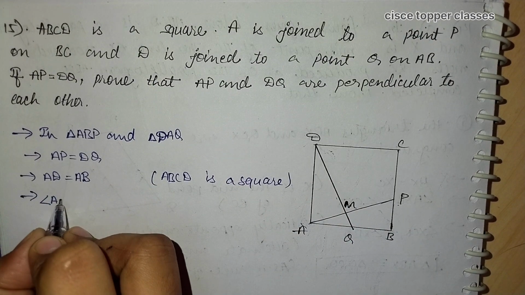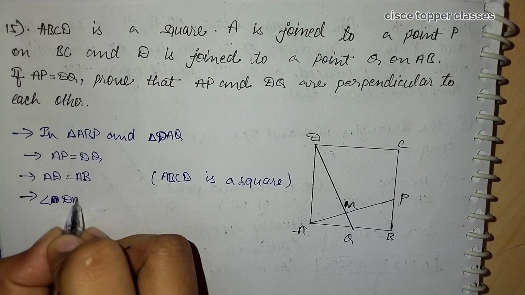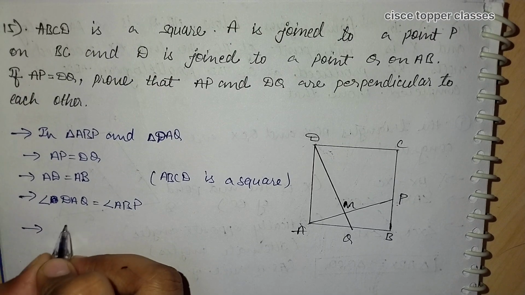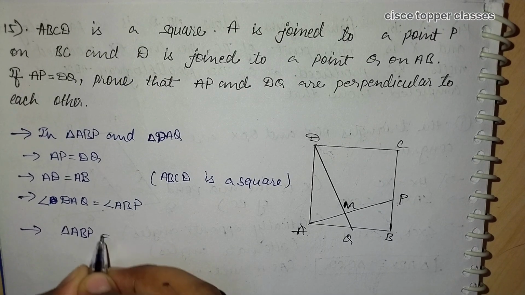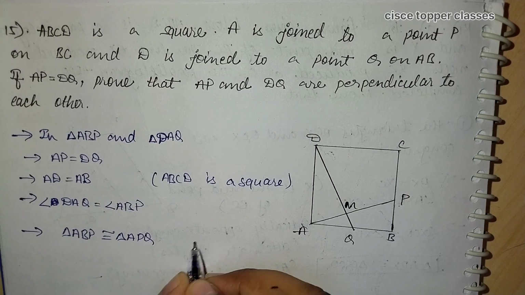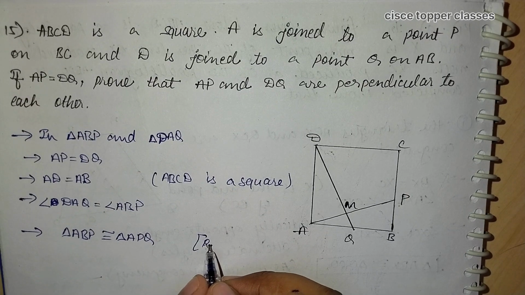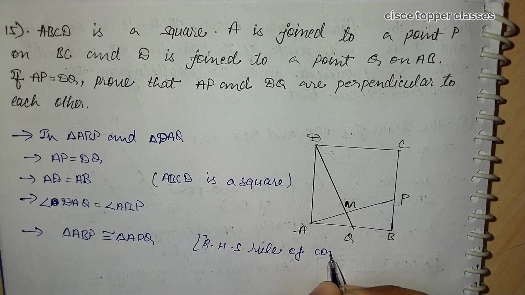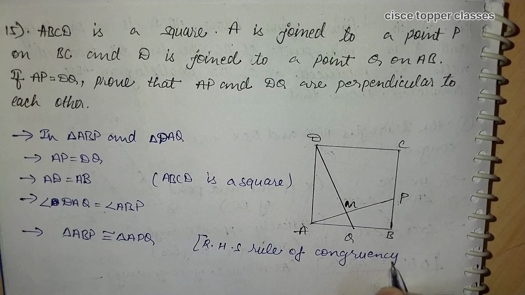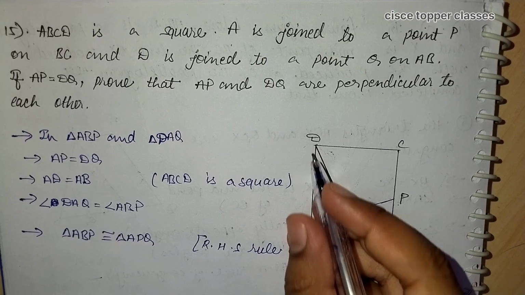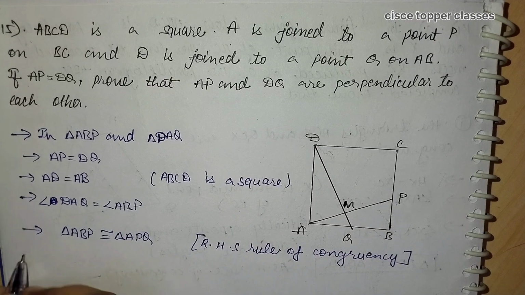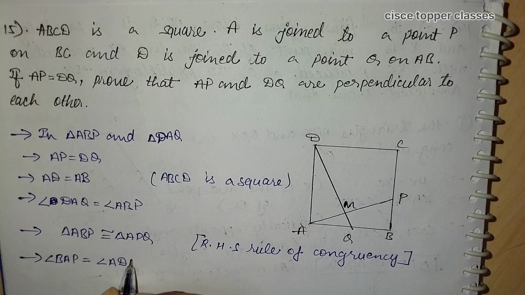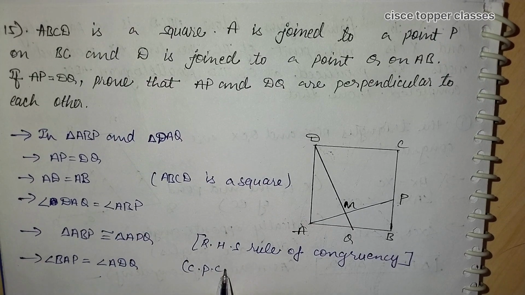So angle DAQ is equal to angle ABP. From there we can prove that triangle ABP is congruent to triangle ADQ by the right angle hypotenuse side rule of congruency. And by this congruency we can prove that angle BAP is equal to angle ADQ by CPCT.